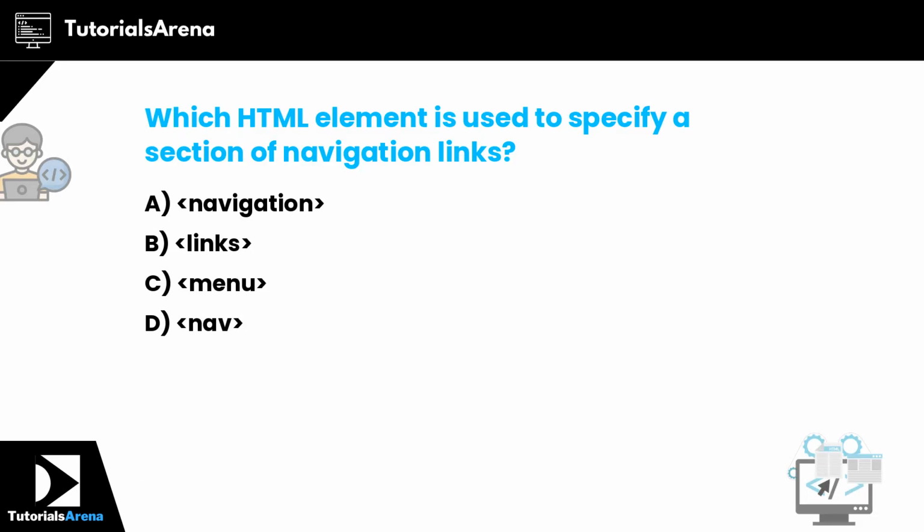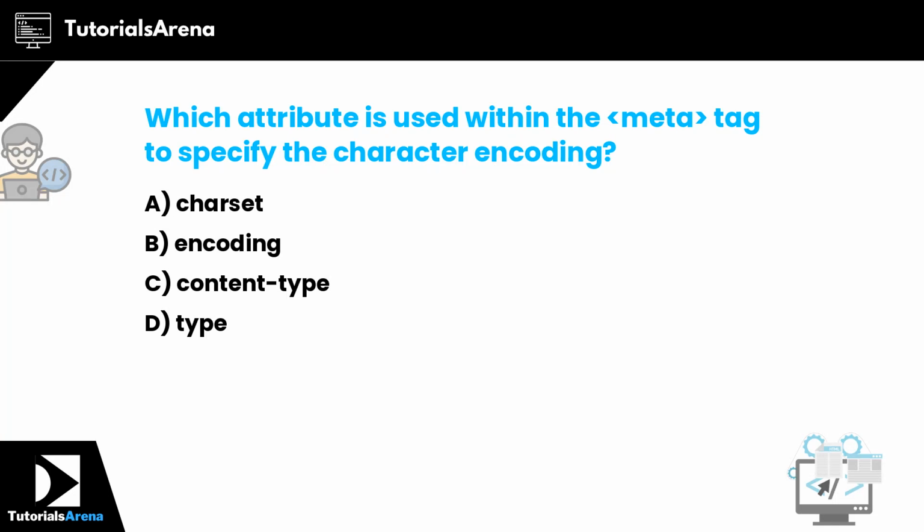Which HTML element is used to specify a section of navigation links? The correct answer is option D, NAV. Which attribute is used within the meta tag to specify the character encoding? The correct answer is option A, charset.